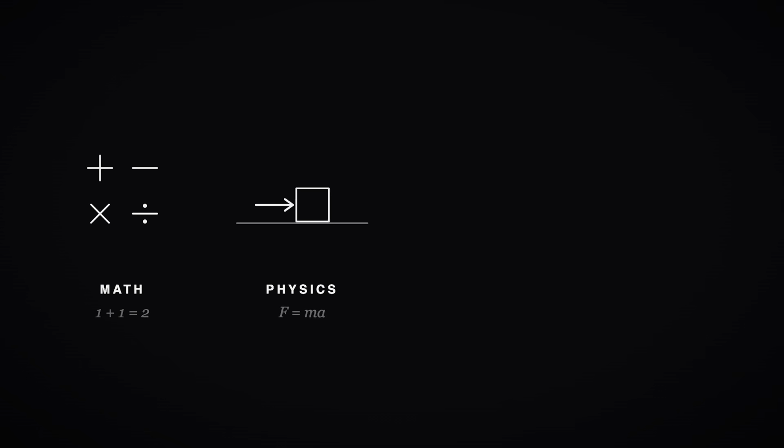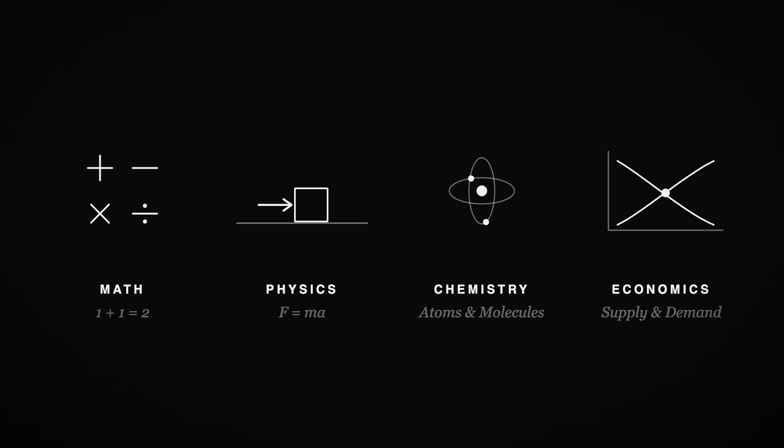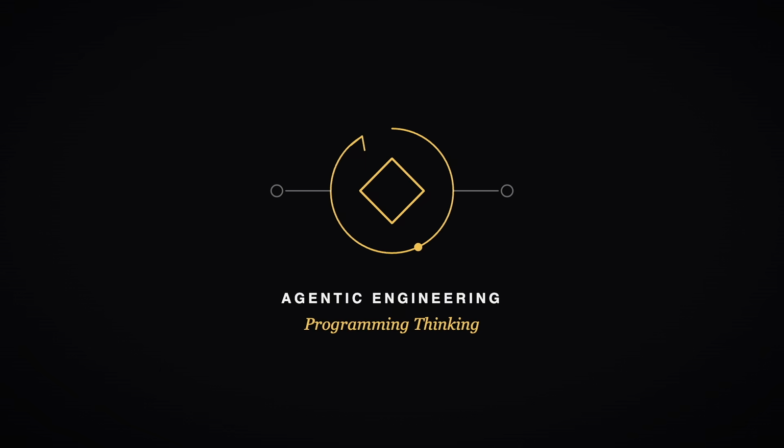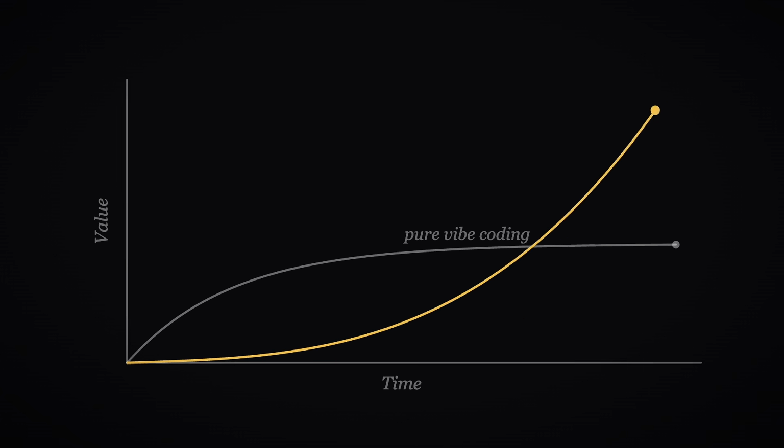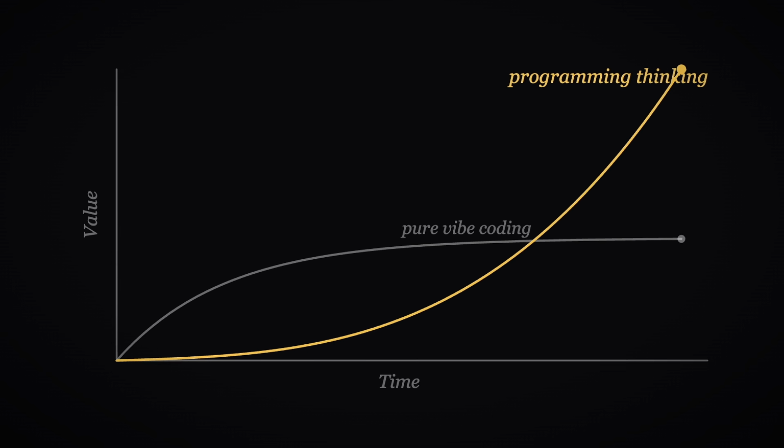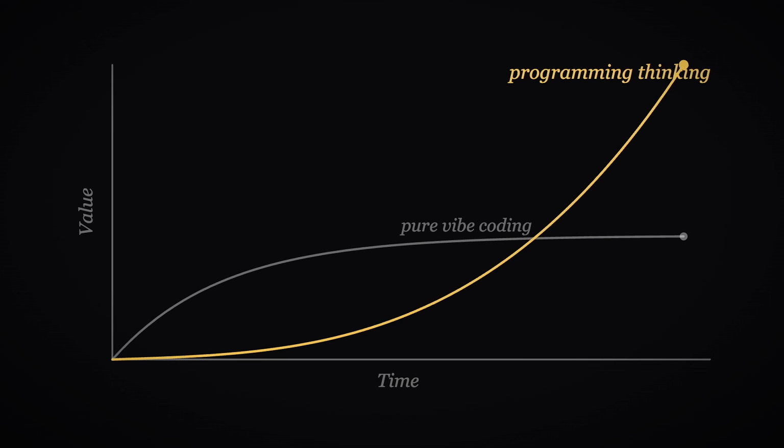We still went to school to learn the fundamentals of math, science, economics, because it helps us to think and ask better questions. In the age of agentic engineering or vibe coding, programming thinking is a new common sense that helps you to maximize your use of AI. It's no surprise to see the value created by pure vibe coders plateaus over time, whereas people with programming thinking can harness the true potential of AI and create impactful projects.